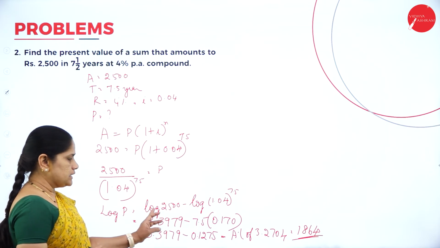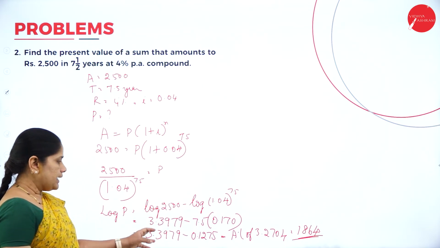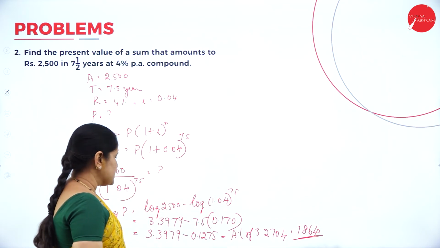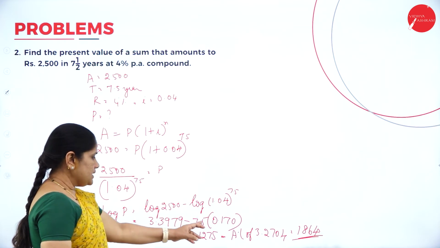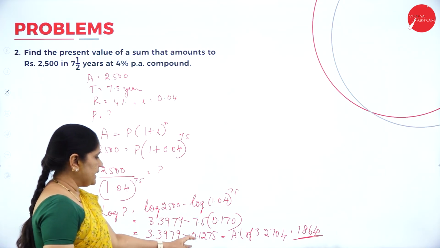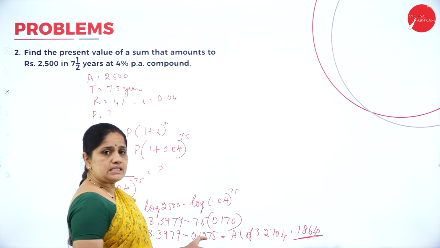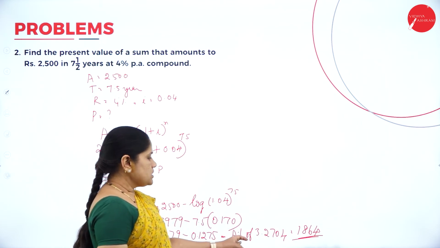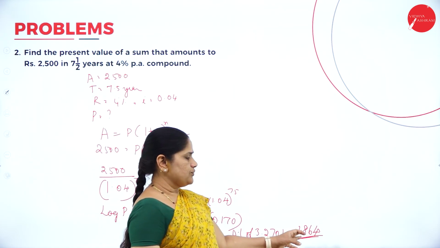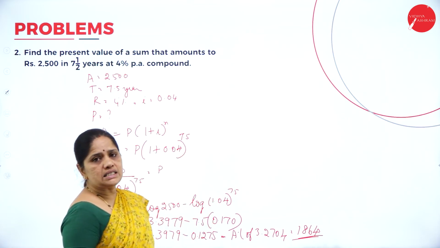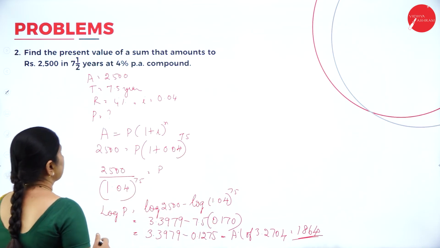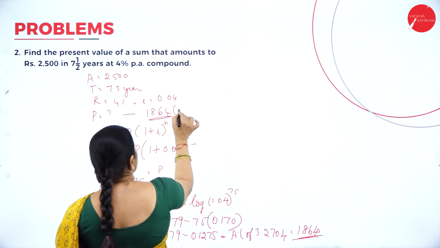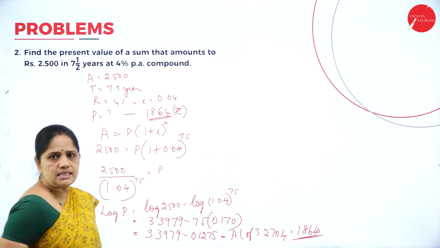So when we calculate the log value of 2500, I get 3.3979 minus 7.5 into log of 1.04. When I simplify this, I get 3.3979 minus 0.1275. So I have to find the antilog of this value. So antilog of 3.2704, I get the answer as 1864. So the answer is 1864. So the principal amount is 1864 rupees. So this is the answer.